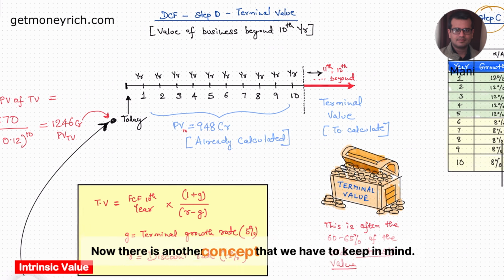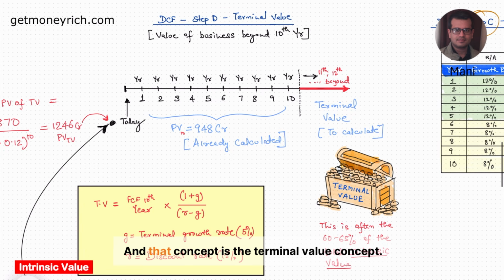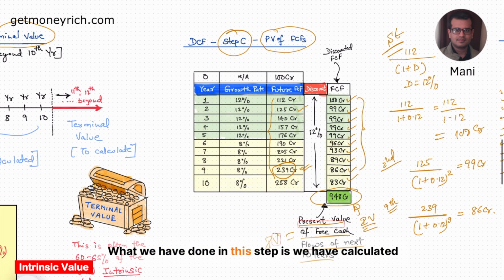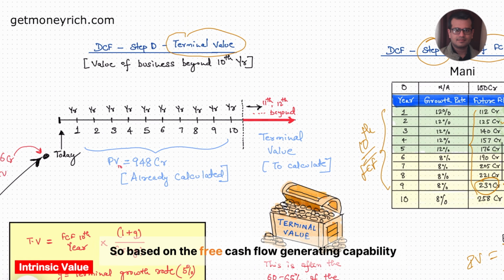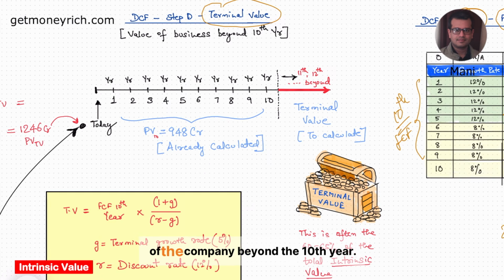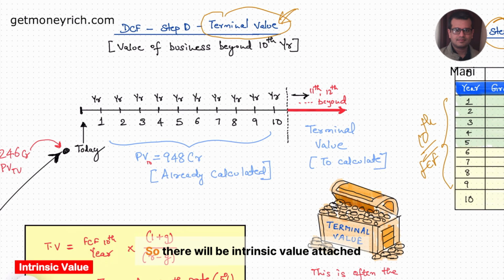Now there is another concept that we have to keep in mind, and that concept is the terminal value concept. What we have done in this step is we have calculated the intrinsic value of the business based on only 10 years of FCF. But the business is going to operate after the 10th year also, right? It is not going to close down. So based on the free cash flow generating capability of the company beyond the 10th year, there will be intrinsic value attached to this as well. So that is called the terminal value.